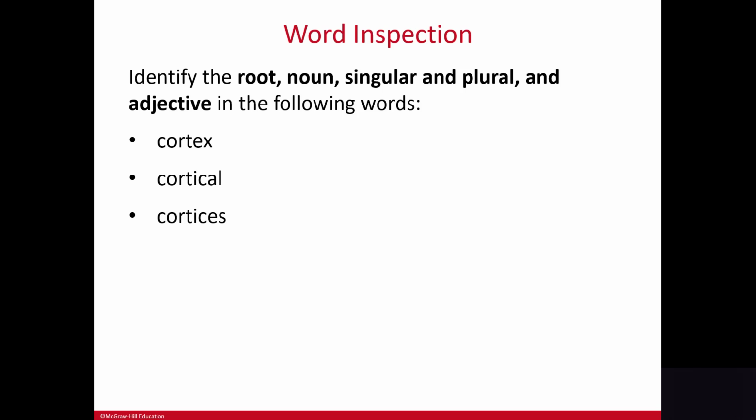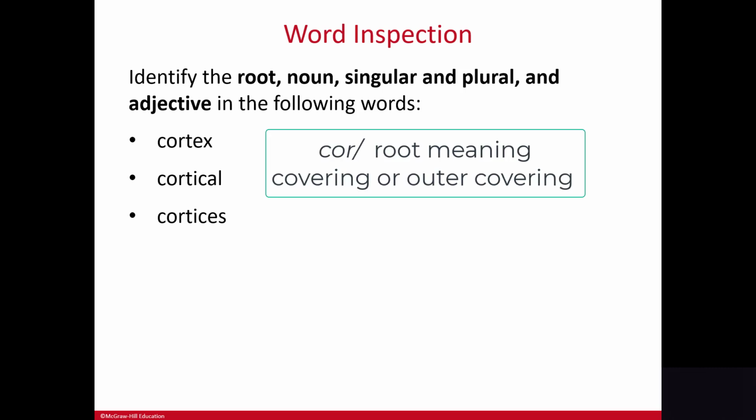All right, so let's do a little terminology review. So remember, cortex means the outer layer of an organ. In hair, we have the cuticle, but really it's the outer layer. So what's the root? Which one's the noun? Which one's the singular? Which one's the plural?